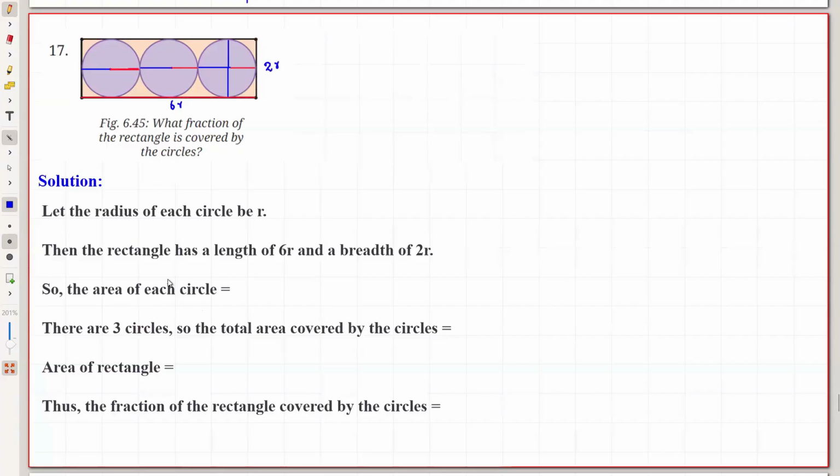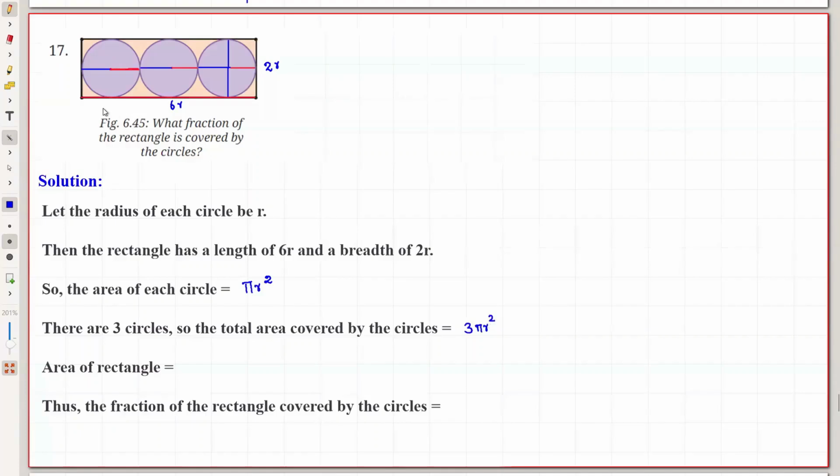Next, the area of each circle. The formula is pi r square. The area of a circle is pi r square. There are 3 circles, so the total area covered by the 3 circles is 3 pi r square.